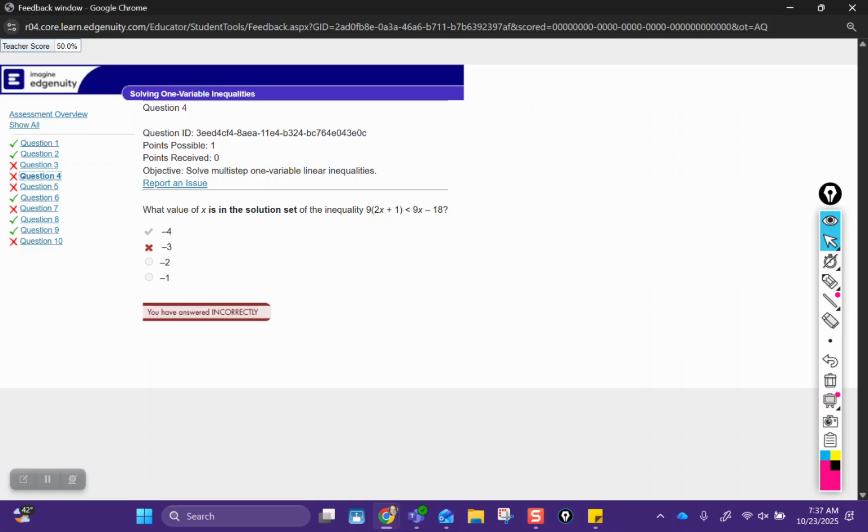Question 4, same type of question. Now this one, the first answer happened to work, but we didn't know that going into it. So again, I'm just going to solve these, but this is probably better practice for you anyway. 9 times 2x is 18x. 9 times 1 is 9, and that's less than 9x minus 18. We're going to get our variables on the same side again. First, I like to move the smaller variable to the other side so that I don't have negatives.